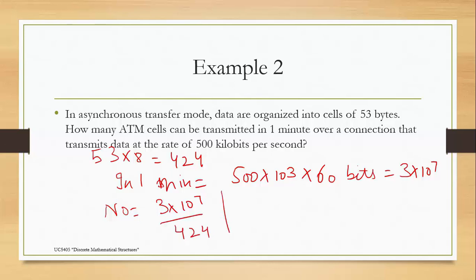Now we have to take the floor value of this. Why? Because we cannot transfer more than the capacity of the network. That is, we have to take the largest integer not exceeding this quotient. So it will come out to be 70754 ATM cells.